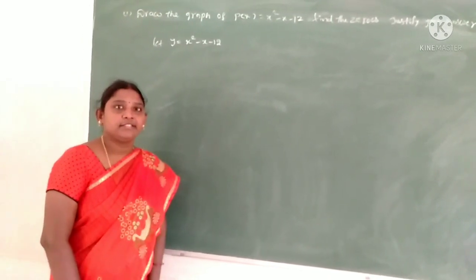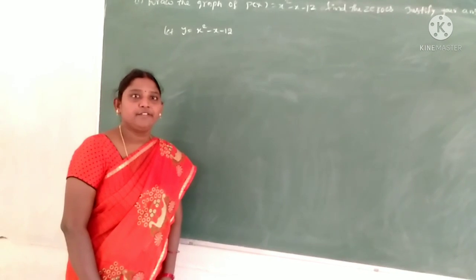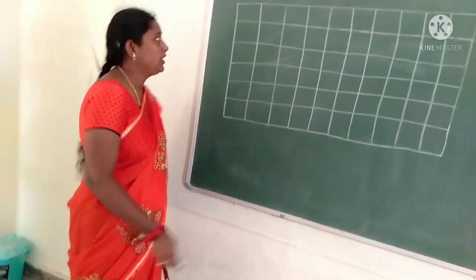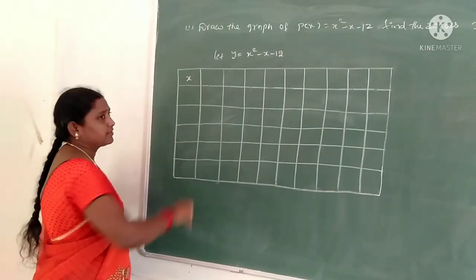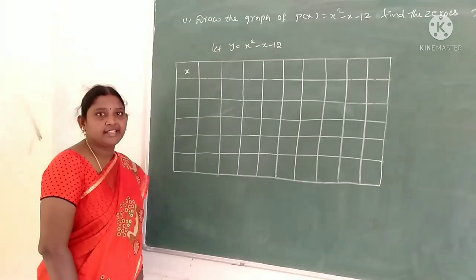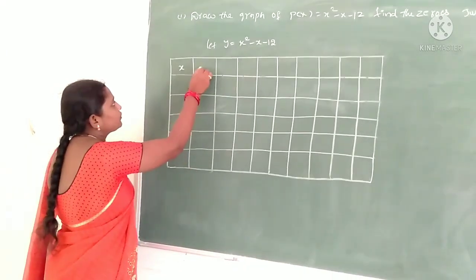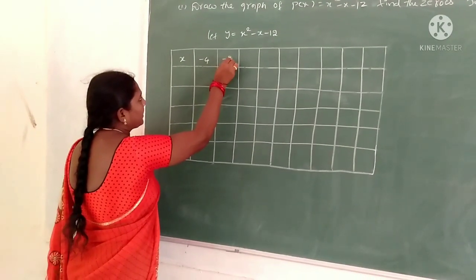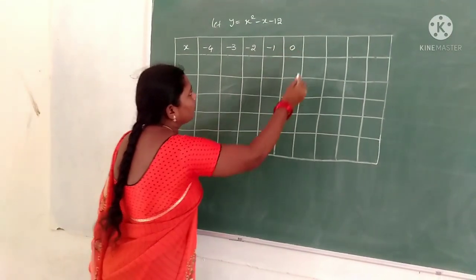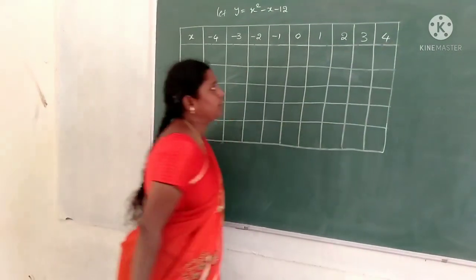First, we find the ordered pairs. First, we draw the table. Now, we take the x values. Generally, we take the x values from minus 4 to plus 4. So, first we take minus 4, minus 3, minus 2, minus 1, 0, 1, 2, 3 and 4.